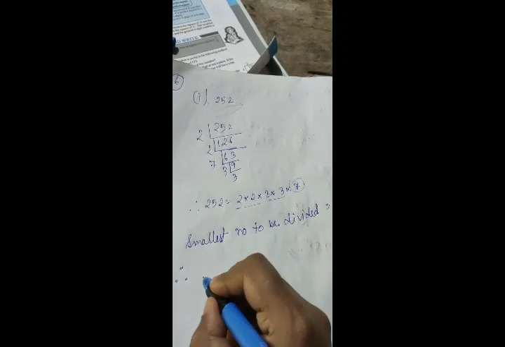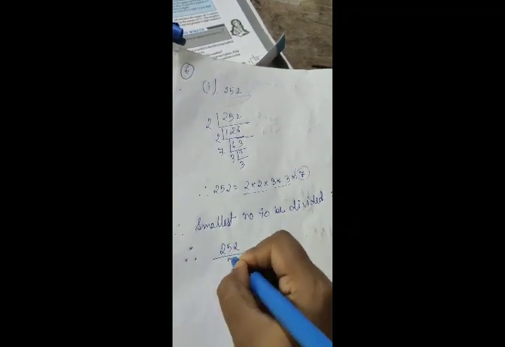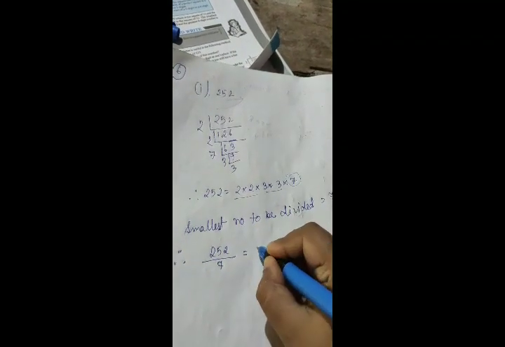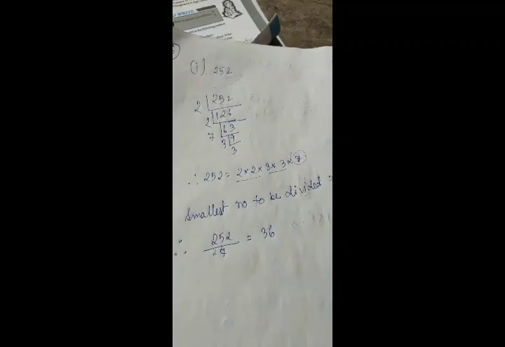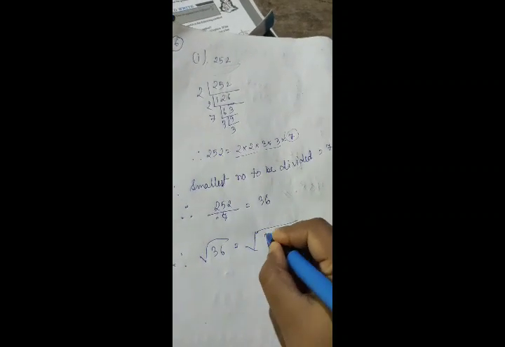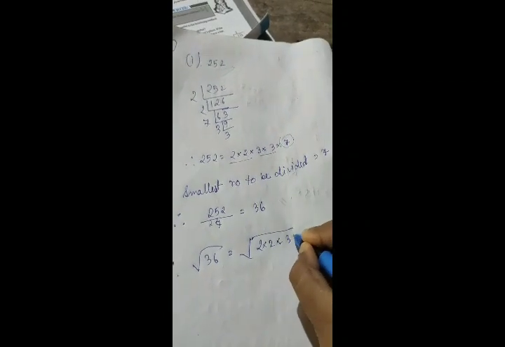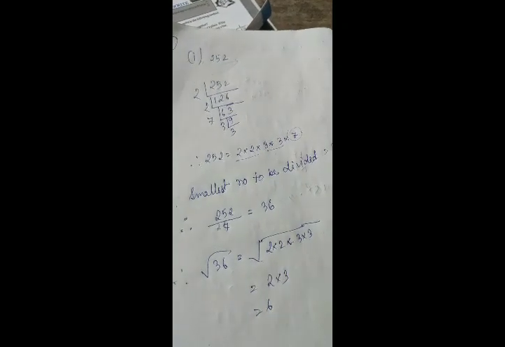So if we divide 252 by 7, we will get 36. Therefore, the square root of 36 is the square root of 2 into 2 into 3 into 3. One from each pair will be 2 into 3, that is 6. I think it's clear for you.